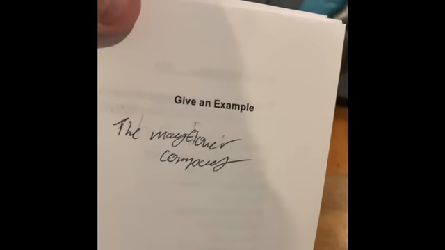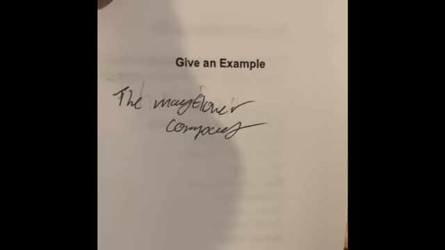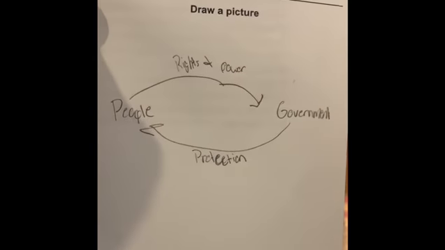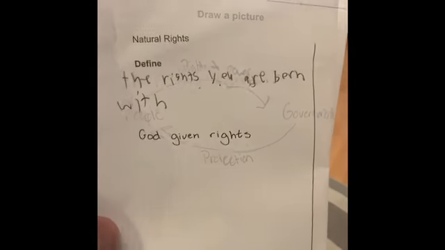The example here is the Mayflower Compact. That is the first social contract written in the New World. We talked about the people on the Mayflower, the Pilgrims, didn't want to step off into a state of nature. And a picture of a social contract is the diagram that we had in class. Very good. Okay, looking at these, it looks like everybody did pretty good on natural rights.